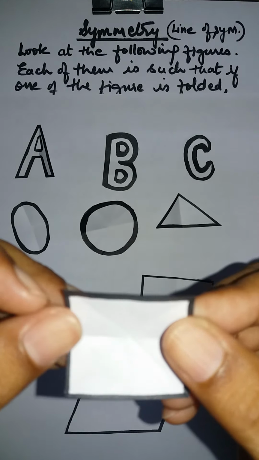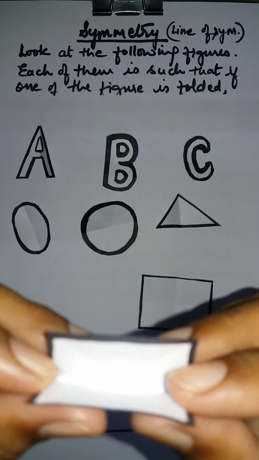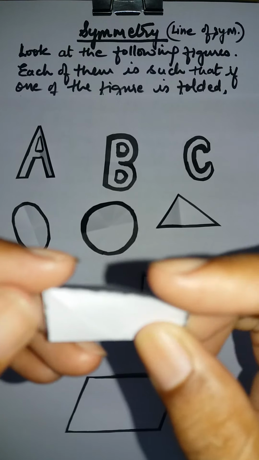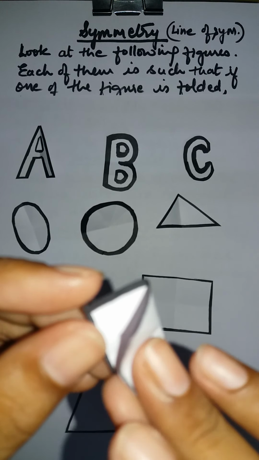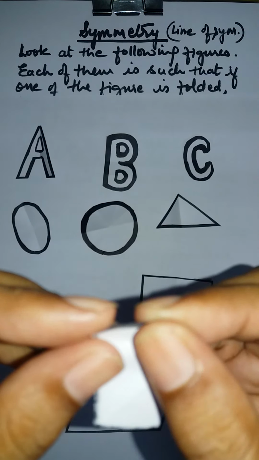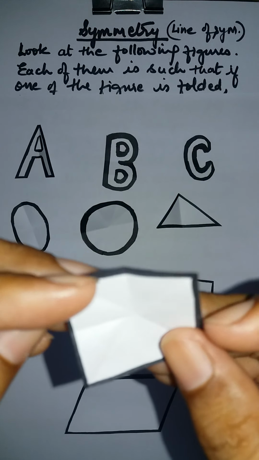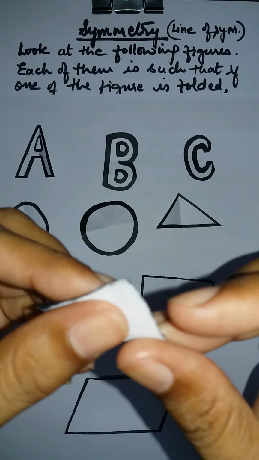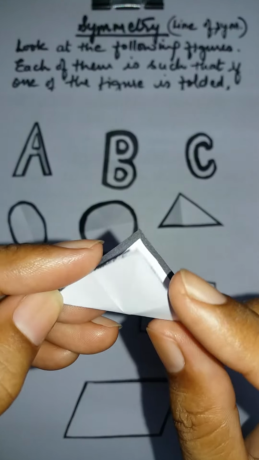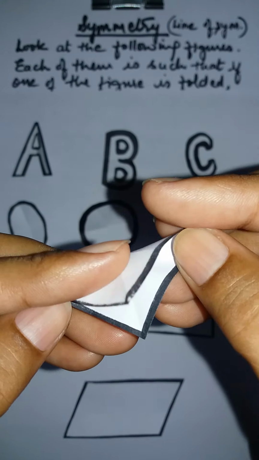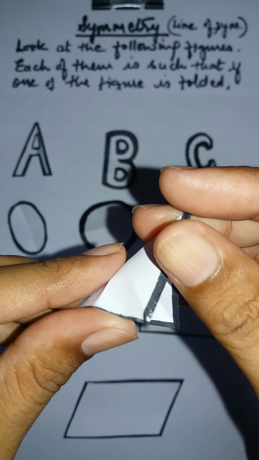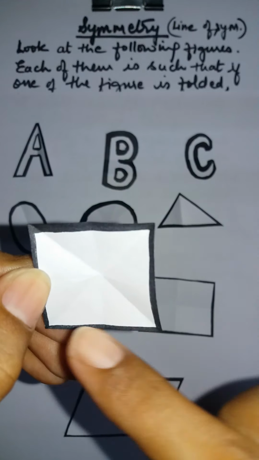In this square, we have four lines of symmetry. 1, 2, and diagonally also we get two lines of symmetry, one here and one here. So overall 4 lines of symmetry.